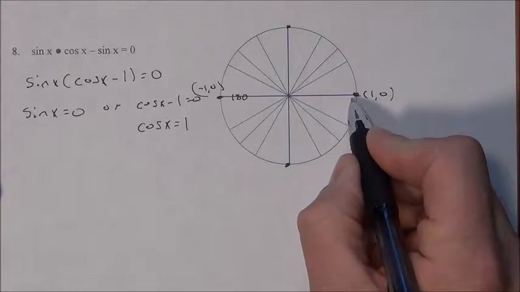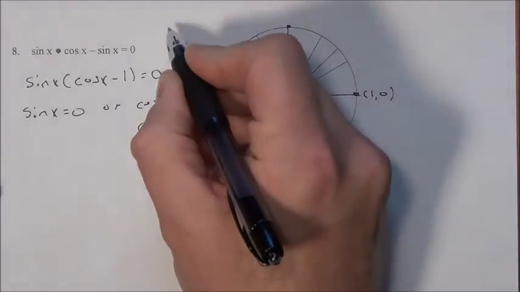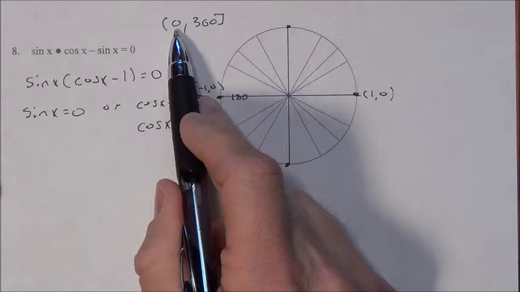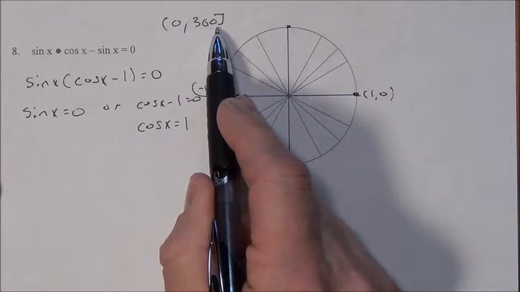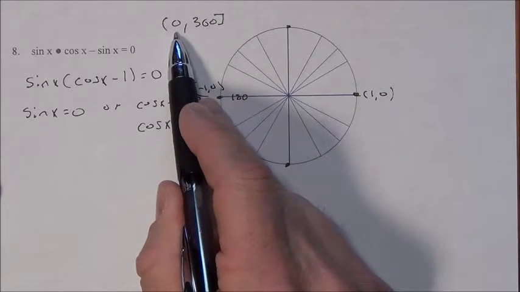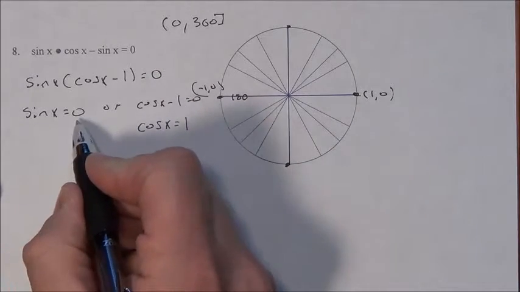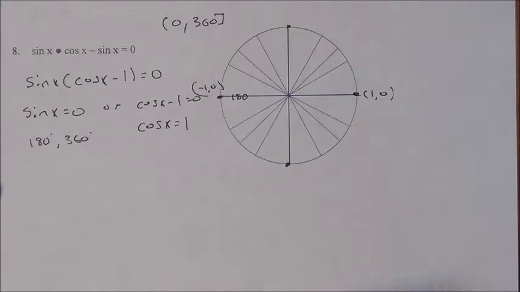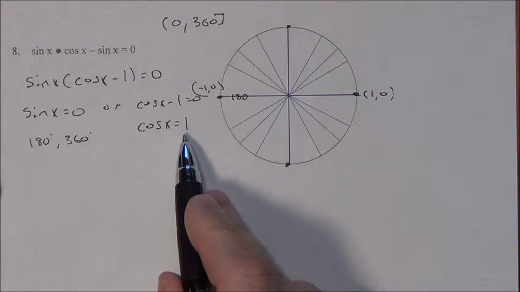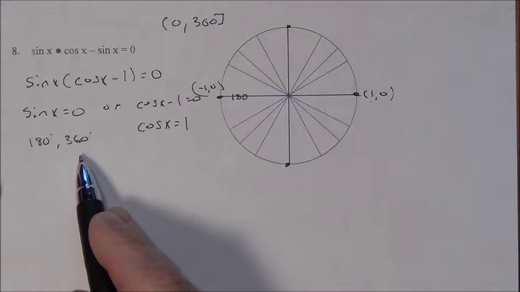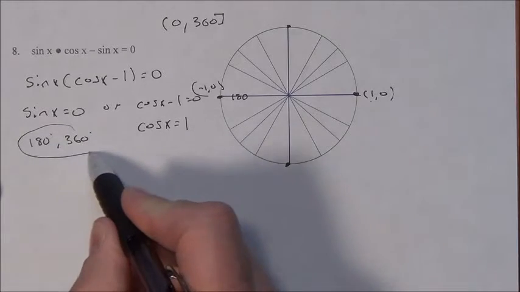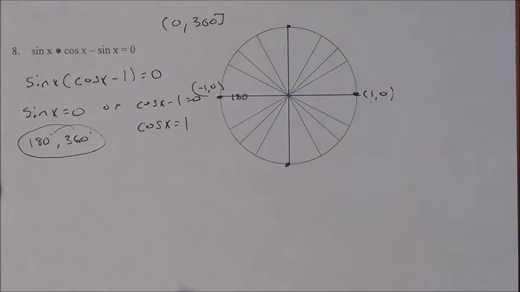Now remember, this is either 0 or 360, but in the directions it said, hey, don't include 0, but it does include 360. So we're just going to use 360 instead of 0. So basically the sine of x is 0 at 180 degrees and 360 degrees. Now we're looking for where the cosine of x is 1. Well, that just happens to be here also, which we've already listed. So the solutions for this problem here are the 180 degrees or the 360 degrees. There's your answers to problem 8.